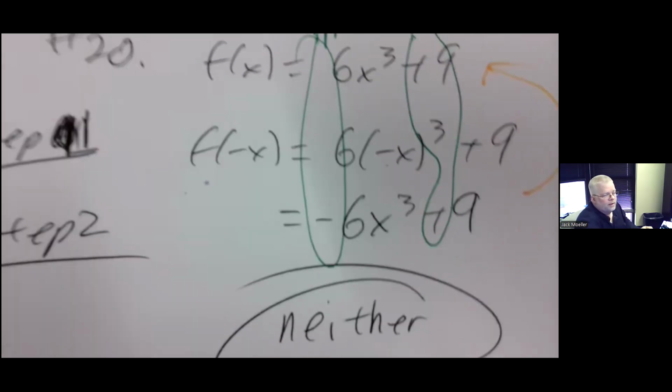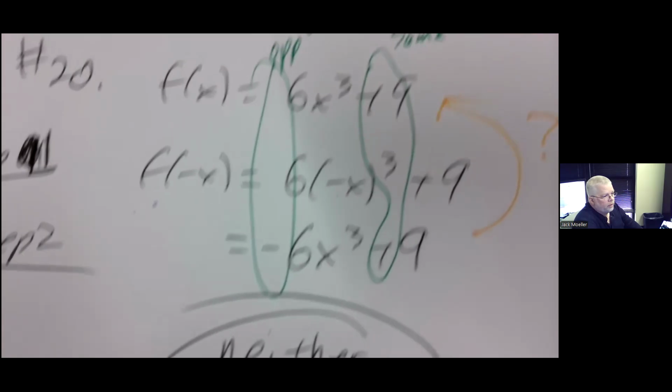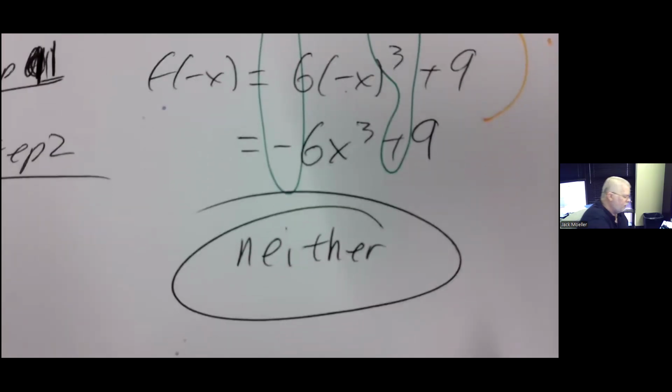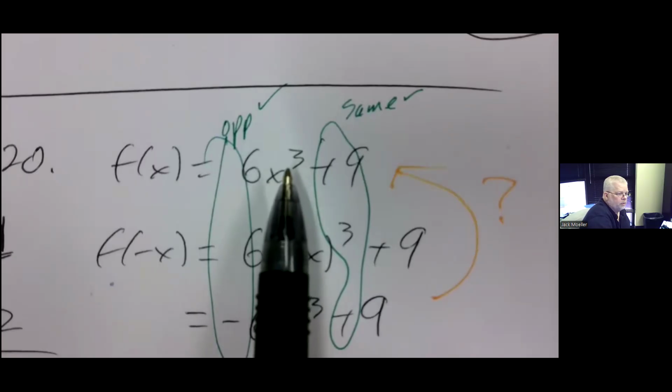So this is neither even nor odd because it's not exactly what we started with. So it's not even, it's not exactly opposite what we started with, so it's not odd. And so here's where you have to be careful, if you were just trying to do the shortcut and say, well, that's got an odd exponent, so it's odd.